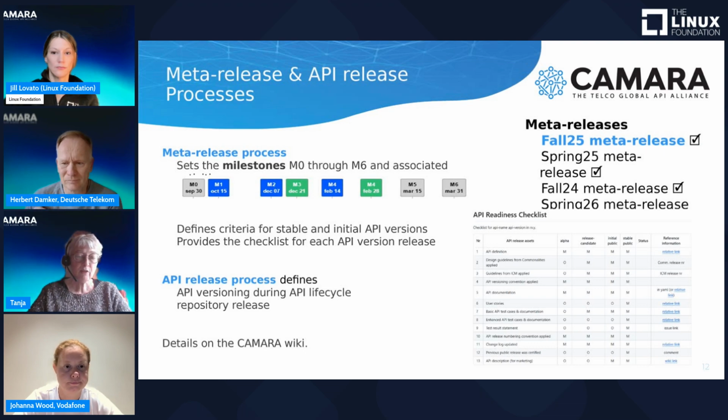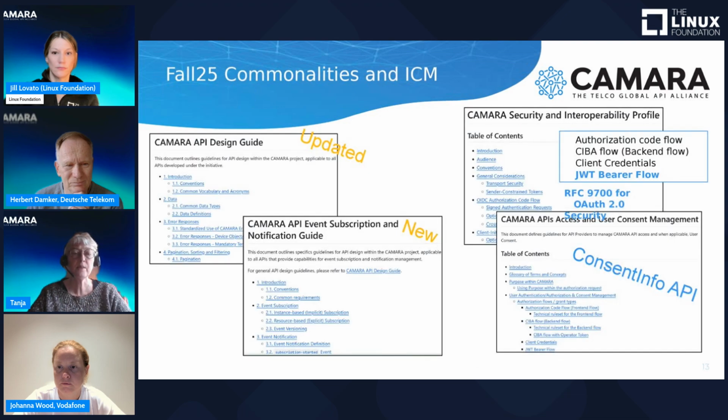And so then for the API release process, it really defines how the API versioning progresses during the API lifecycle, and also how you prepare the release of a repository. So it's more the GitHub's part of the release process. All of it is documented on the CAMARA wiki and also inside the GitHub, so you can go and see there. And so far we've released 3 meta releases. The fall 25 is the latest, and spring 26 is the next one.